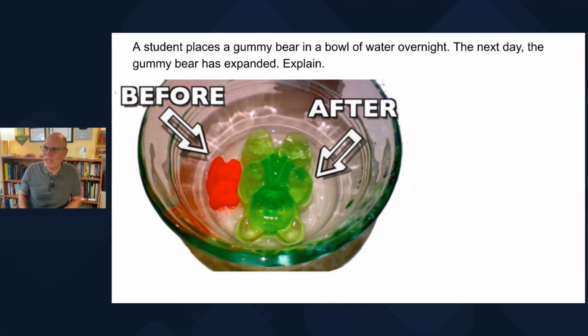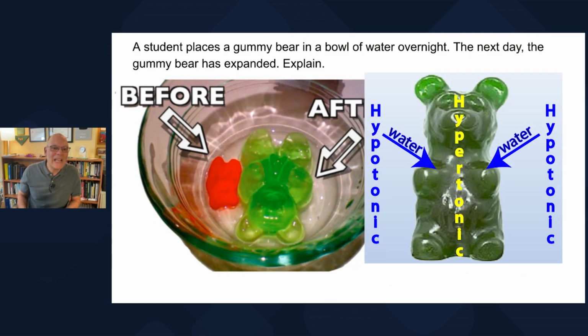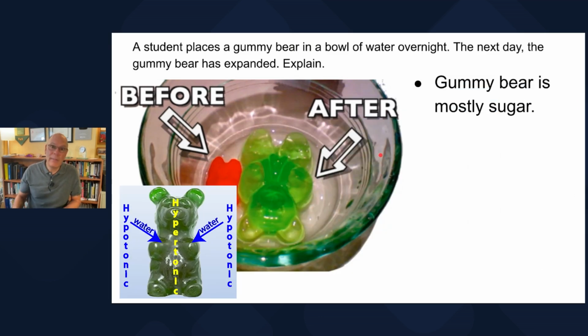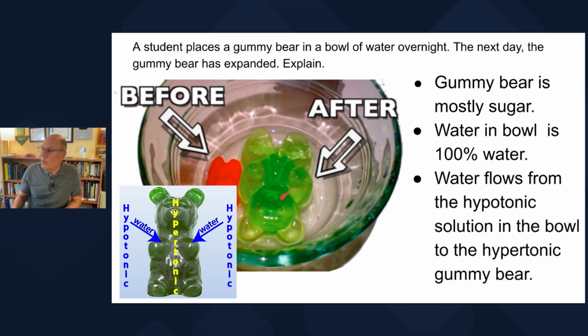Here's another fabulous example. A student places a gummy bear in a bowl of water overnight. The next day, the gummy bear has expanded. Explain what's going on. Well, the gummy bear is mostly made of sugar. The water in the bowl is, no surprise, 100% water, or nearly so. Water is going to flow from the hypotonic solution in the bowl, it's mostly water, into the hypertonic gummy bear. And as water moves into the gummy bear, it's mostly going to stay where it is. That's going to cause the gummy bear to expand.